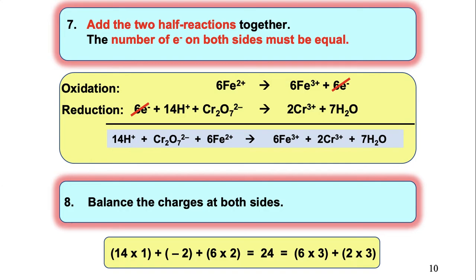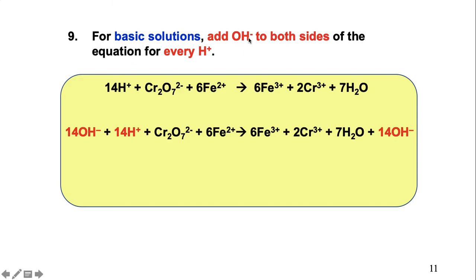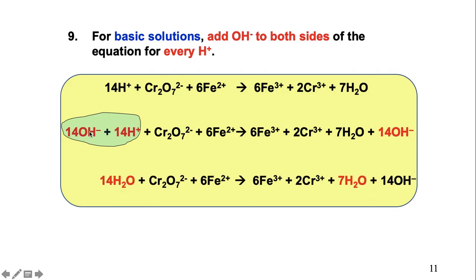If the question asks you to provide the answer for basic solution, the next step is to add the hydroxide ion, OH minus, to both sides, on the left side and on the right side. How many hydroxide ions you have to add depends on how many hydrogen ions you have. So you have 14 H plus, and then you have to add 14 OH minus on the left and 14 OH minus on the right. Finally, OH minus plus H plus gives you water. So 14 water, and on this side you have 7 water. You just cancel out 7 water on the right side, and then you'll have 7 water on the left side.